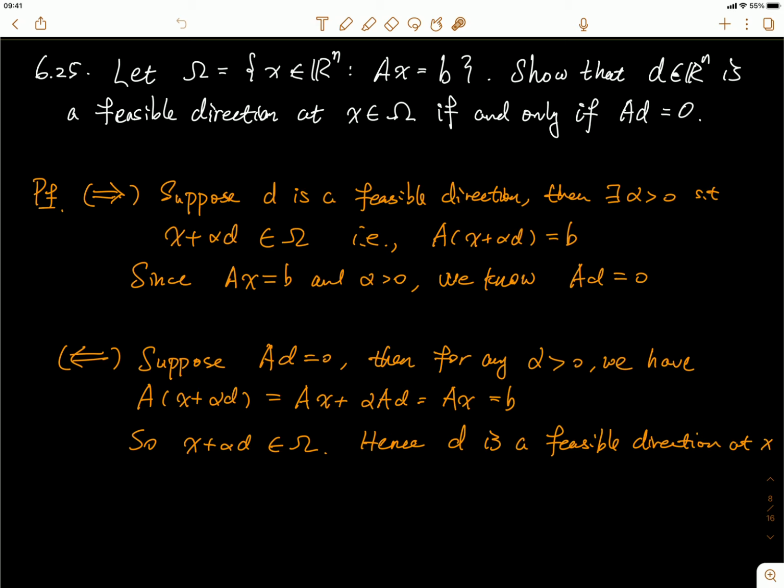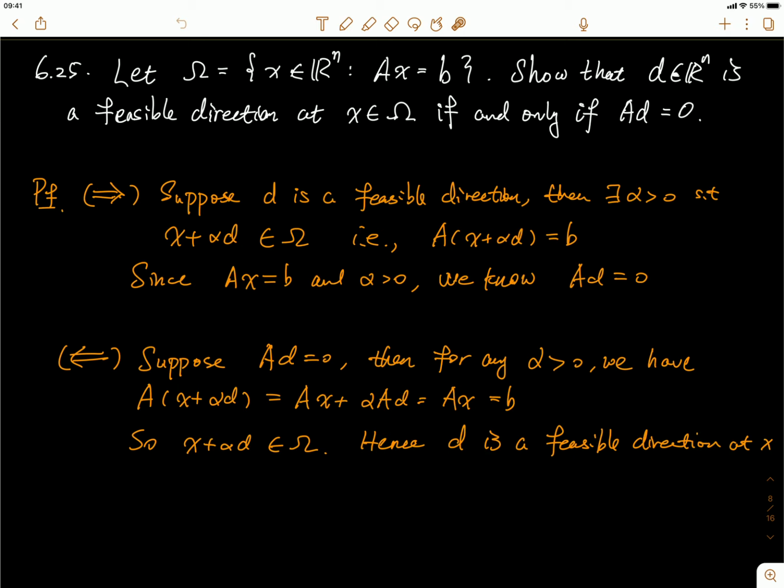Okay, now we're given a set omega that is the collection of points that satisfies Ax equals b. So A is a matrix, b is a vector. The question is asking us to show that d is a feasible direction at any given point x in omega if and only if A times d is equal to 0.